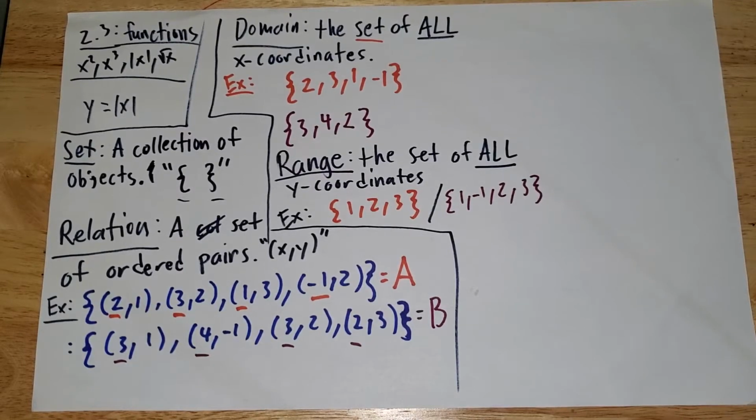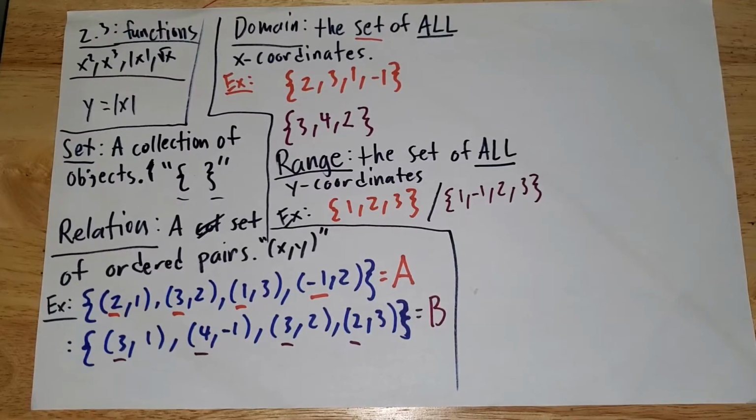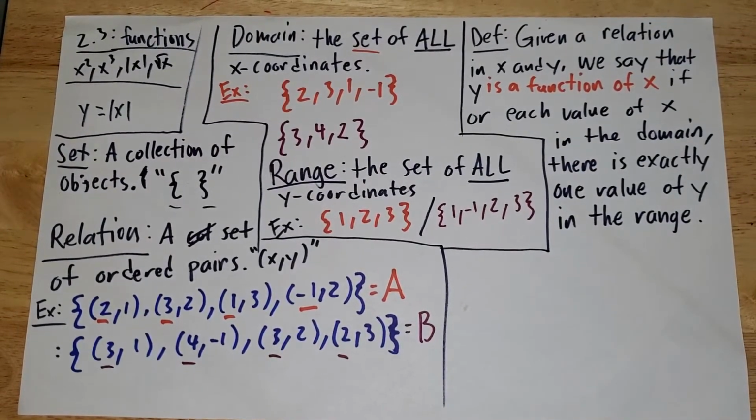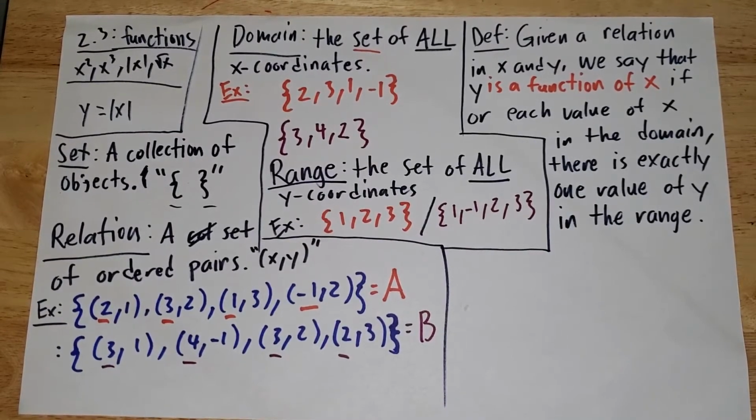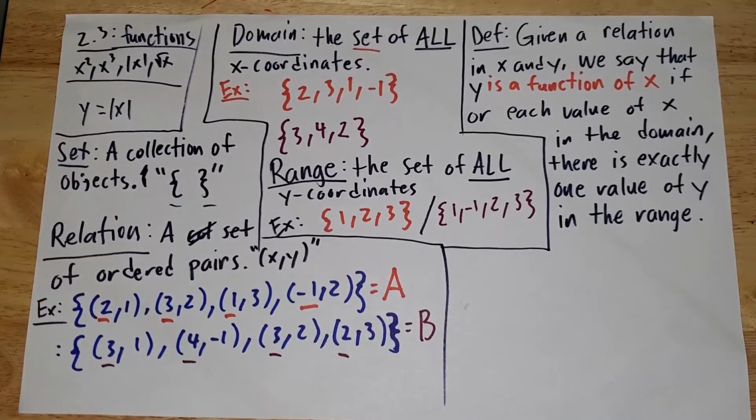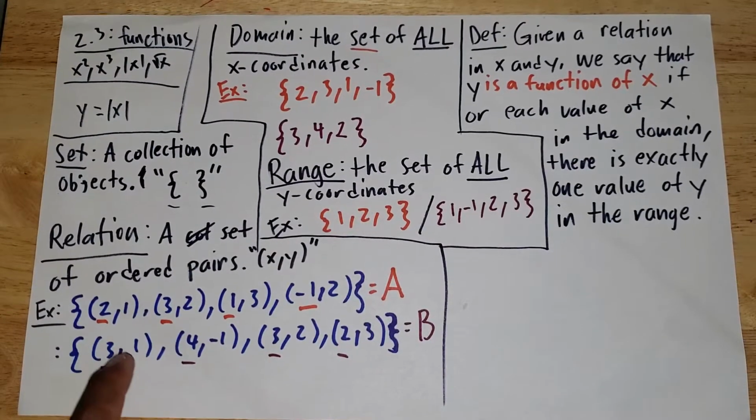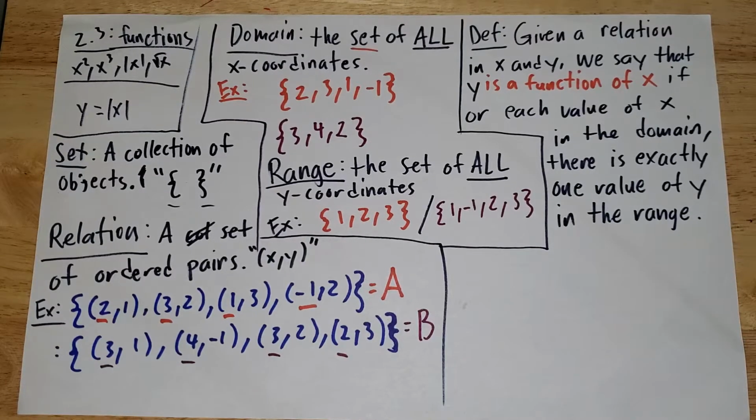Let me define what a function is. Alright, so I paused the video and wrote down the definition just so we can read it together and go through it together instead of me writing it all out and pointing out certain things. So given a relation, so again, that's why we need to know what a relation means, in x and y. So you see, a relation is ordered pairs, it has x and y. We say that y is a function of x. Again, I highlighted that because that's the idea. We're going to be talking about functions. So y is a function of x.